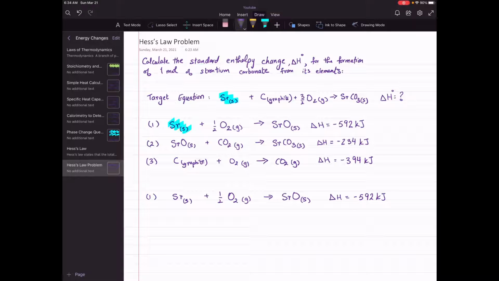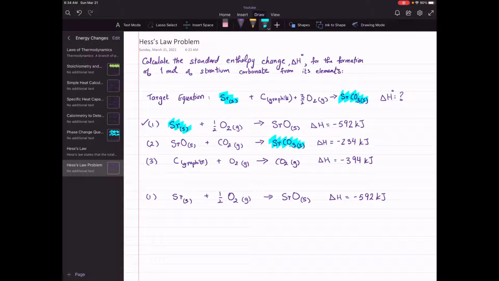Now, I have finished working on manipulating equation number 1. I will go to my equation number 2 next. What do I see unique? That is what I want to have in the products. I see strontium carbonate here, and the strontium carbonate is in only one equation, the second equation. Okay, so I know to get the proper number of strontium carbonates in my target equation, I will have to manipulate my equation number 2. All right, so let's manipulate that one.